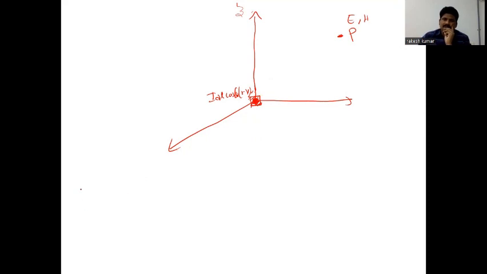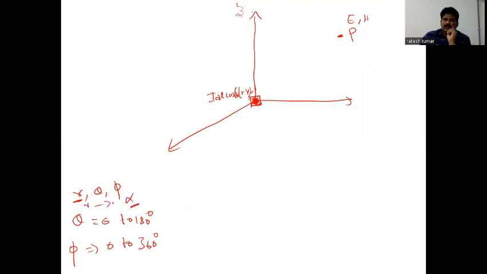Spherical coordinate system means what are the components we have? r, theta, phi. So what is the range of r? The r range is from 0 to infinity. What is the range of theta? The theta range is from 0 to 180 degrees. What is the range of phi? The phi range is from 0 to 360 degrees.